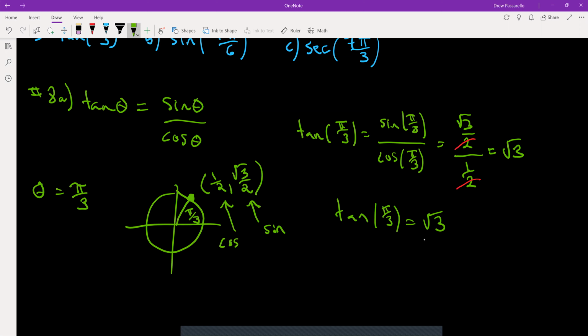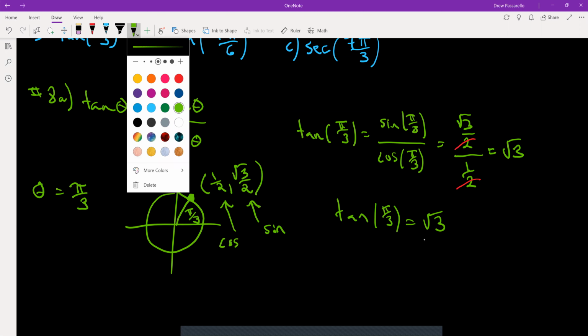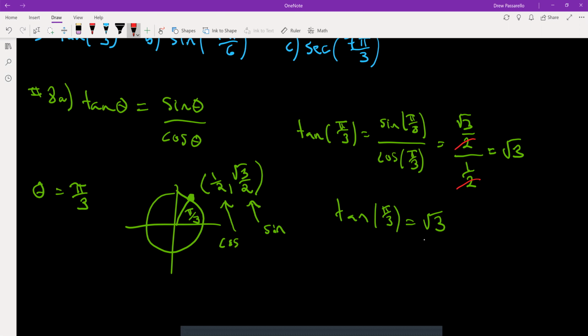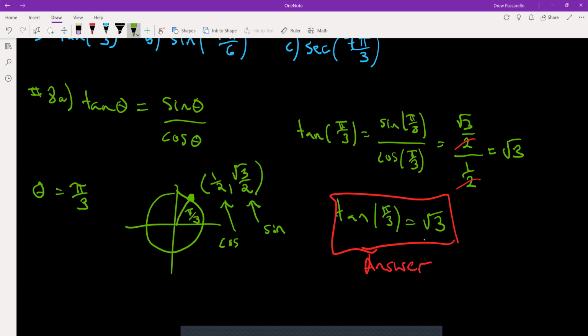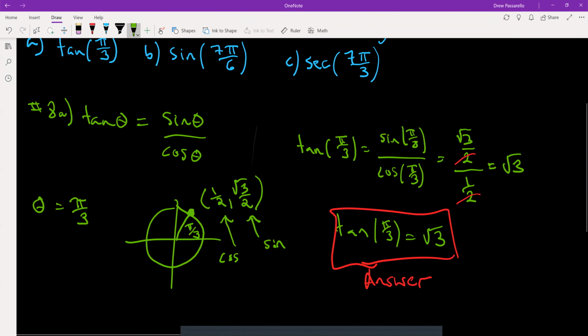I'm not looking for any work for this. You just know how to get the answer. This is just the thought process that goes in my head to do the problem. I usually reference a unit circle, find the sine and cosine values, and then apply the definition of tangent.